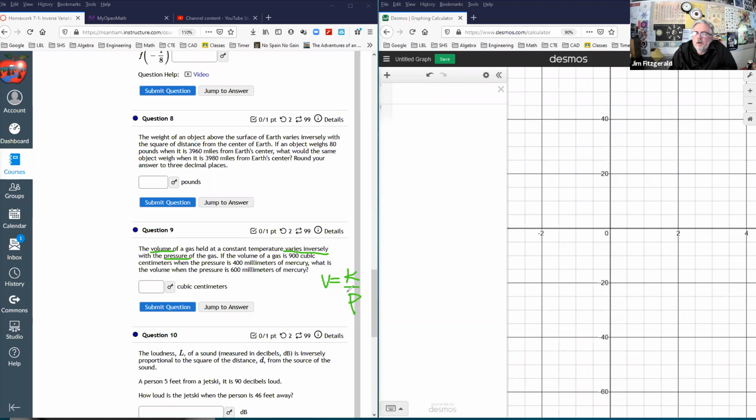Okay, this is volume, this is pressure, and that's our constant. And so you put in the numbers and figure out what those values are. Sometimes these numbers can get big, but don't let that scare you. Use a calculator to calculate those out.